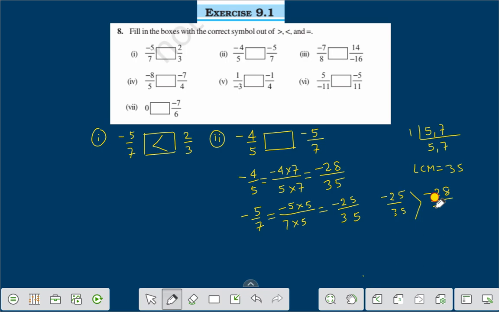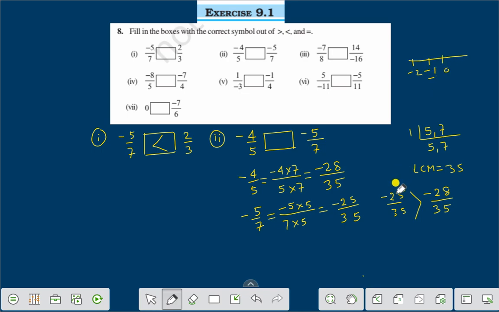We know that on a number line, the rational number which is on the right side is greater than the number on the left side. Suppose this one: this is 0, this is minus 1, this is minus 2. Now you see minus 1 is on the right side of minus 2. That means minus 1 is greater than minus 2. 0 is on the right side of minus 1, that is, 0 is greater than minus 1.